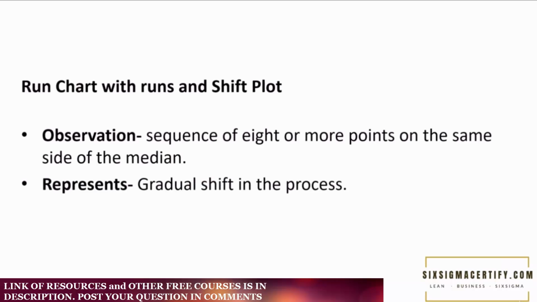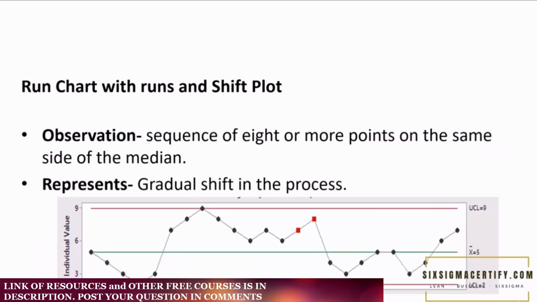Run chart with runs and shift plots. This kind of plot has a sequence of 8 or more points on the same side of the median. They indicate a gradual shift in the process.